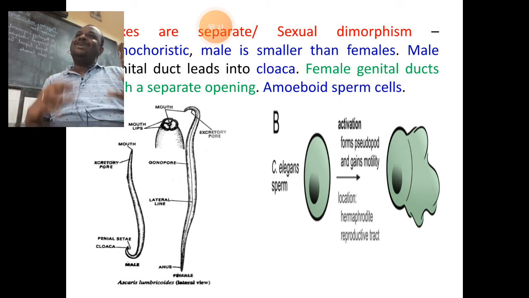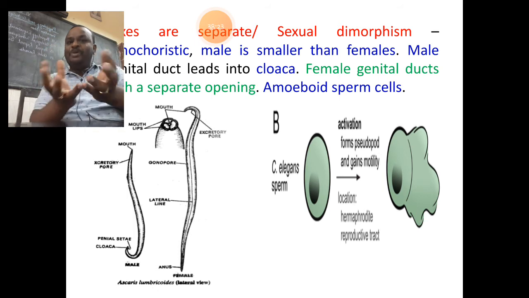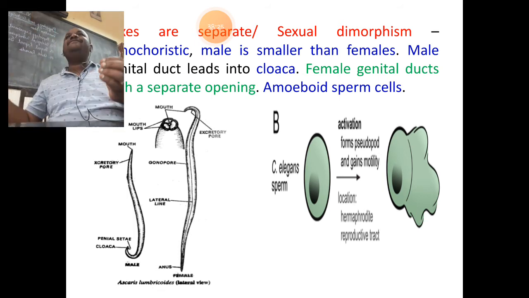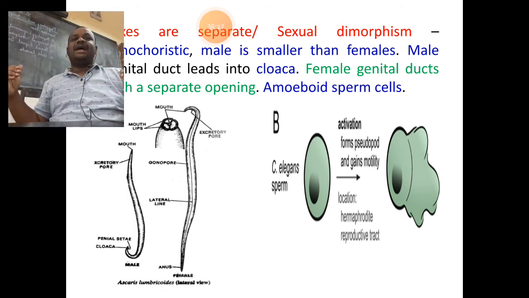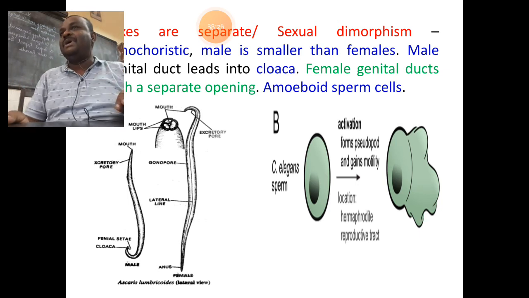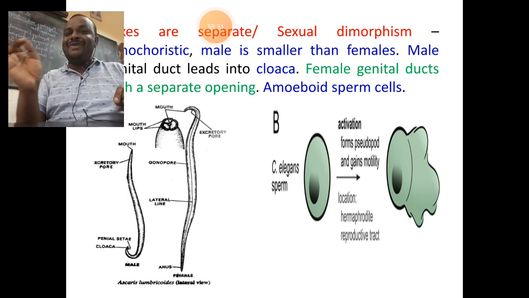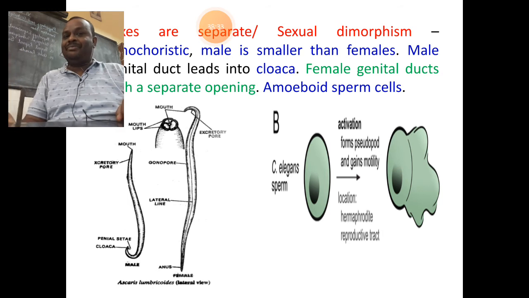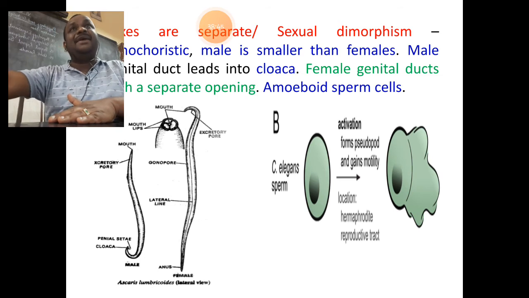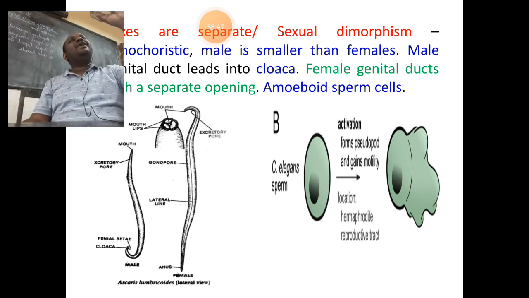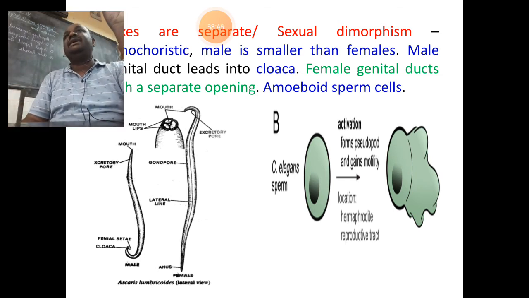So when we find a common opening through which the digestive waste as well as the reproductive cells come out, we call it cloaca. Students, remember, males will show the presence of cloaca. Okay, so cloaca is present in case of males. In case of females, cloaca is absent. So anus is seen separately and the reproductive system opens outside through the opening called the gonopore.